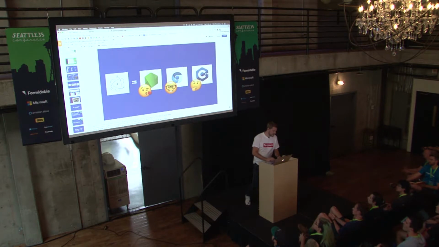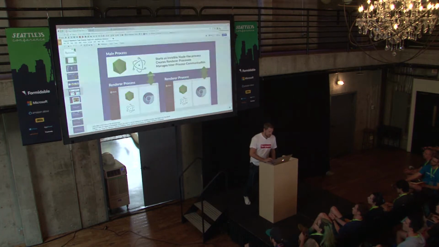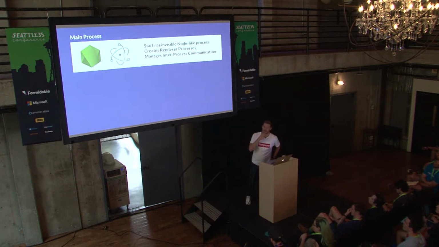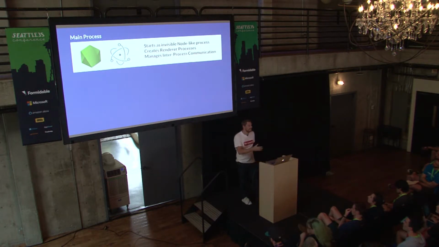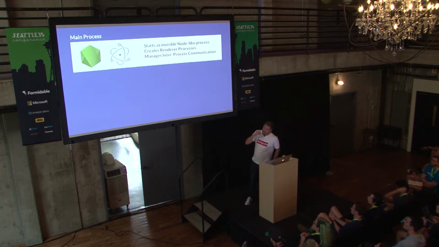So going back to this, let's look a little bit at how Electron works internally and what actually happens when you start an Electron application. So the first thing that happens is that there's an invisible main process which behaves exactly like a node process. If you start an Electron application, there's no window, there's nothing, there's just this main process. And it behaves exactly like a node process.